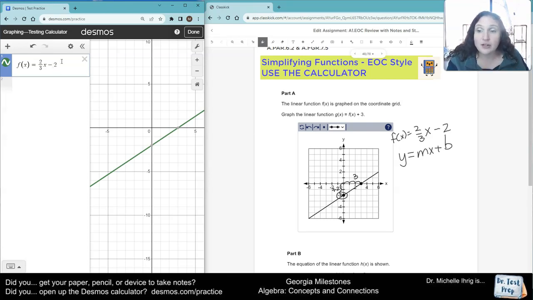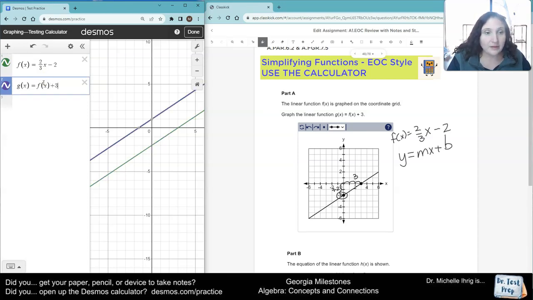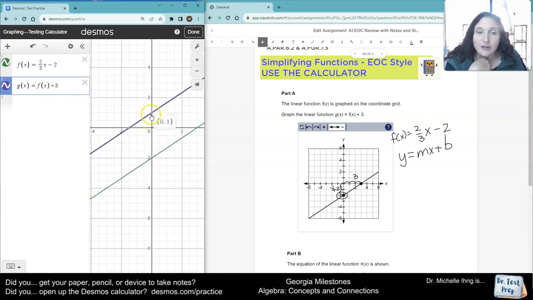Now that it wants to know g of x is f of x plus 3, we literally just type it in, and then these are the points that matter. That's how you're going to do your points and graph your line. Okay? So let's say that you didn't know that.